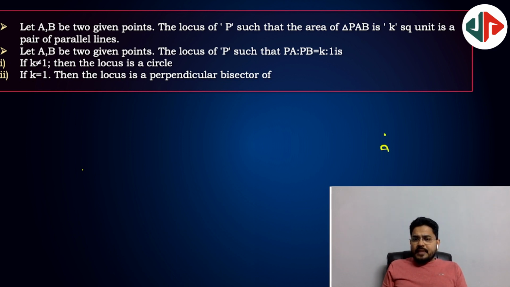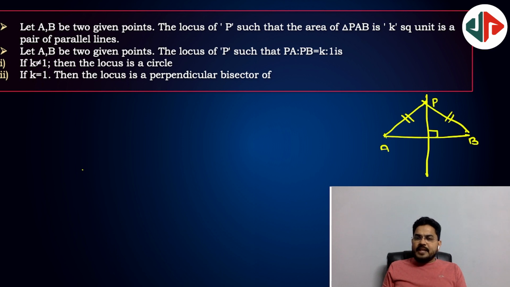Here A and here B, two fixed points. The locus of point P, which is equidistant from these two. P is equidistant. This length is equal to this length. So the locus of P is going to be a perpendicular bisector. Why are we calling it a perpendicular bisector? Because it is bisecting perpendicularly. This length is equal to this length. So here AP by BP is equal to 1. So that's why 1 is to 1, that is a perpendicular bisector.